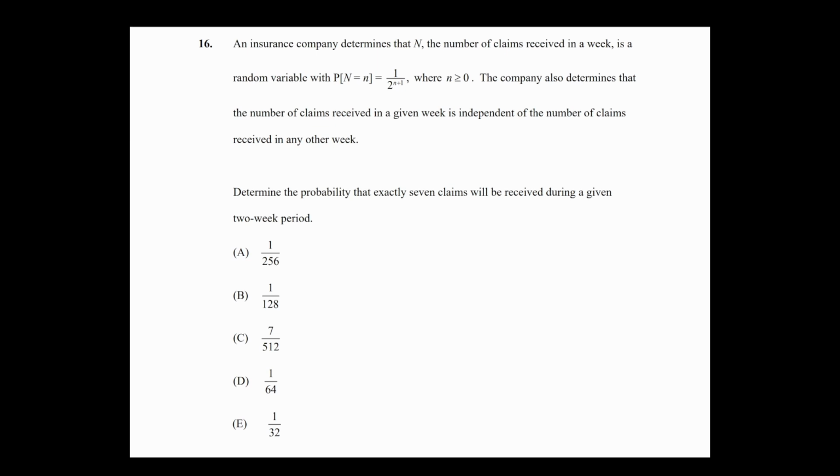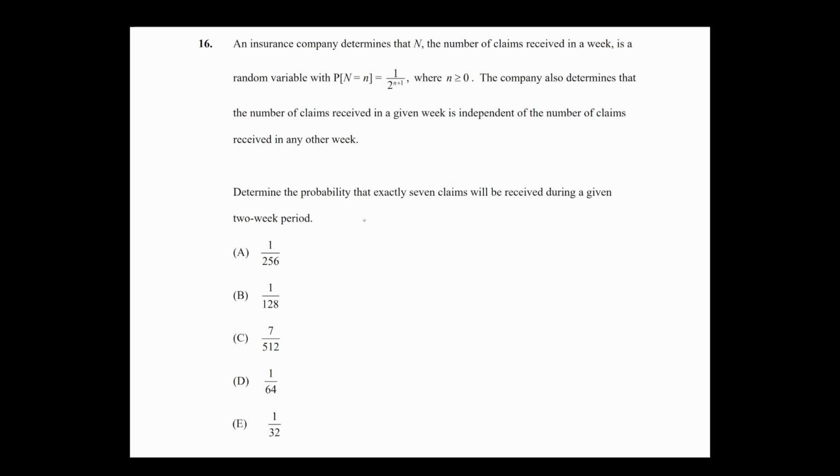An insurance company determines that N, the number of claims received in a week, is a random variable with P(n) equal to 1 divided by 2 to the power of n plus 1, where n is greater than or equal to 0. The company also determines that the number of claims received in a given week is independent of the number of claims received in any other week. Determine the probability that exactly 7 claims will be received during a given 2-week period.